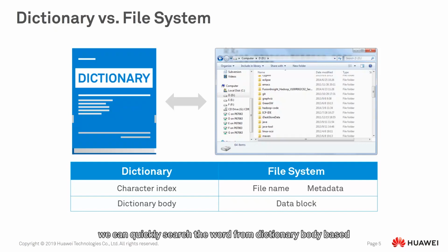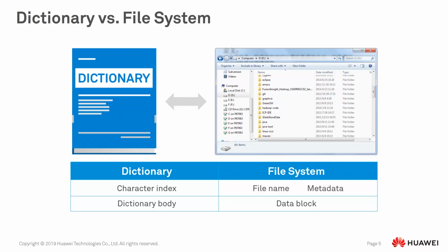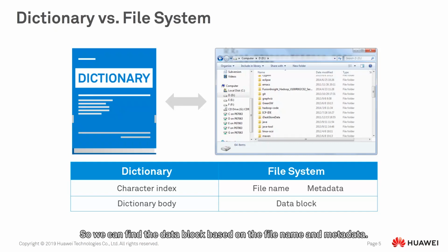In a dictionary, we can quickly search the word from the dictionary body based on the character index. So a file system is kind of similar. File name is used for locating a file in the file system, and metadata records file attributes such as file name, length, user group, and location. Data block here is the smallest file storage unit, so we can find the data block based on the file name and metadata.